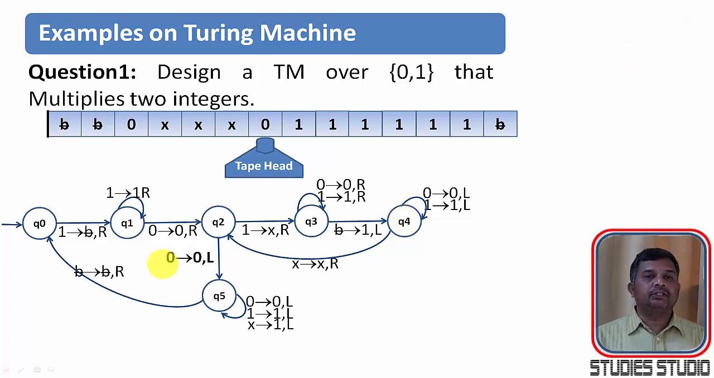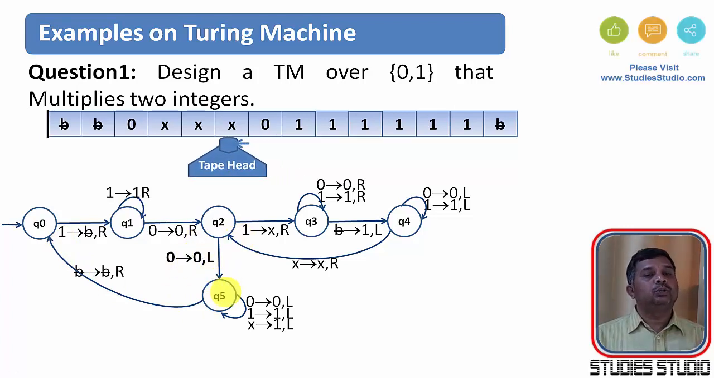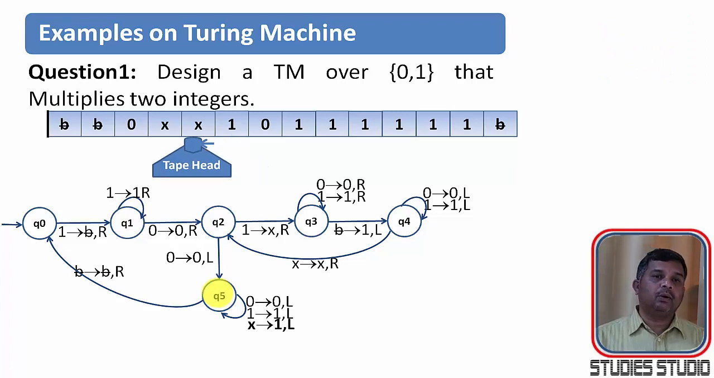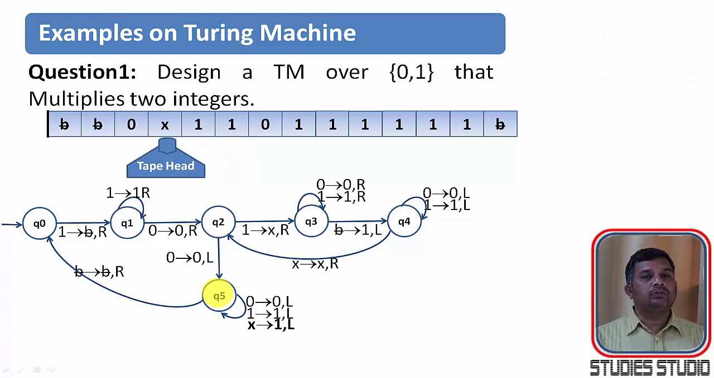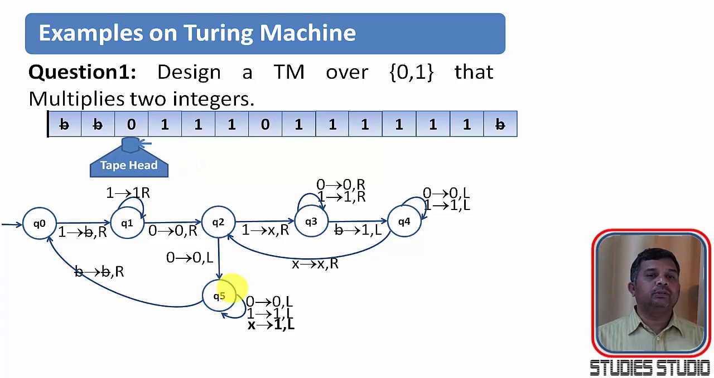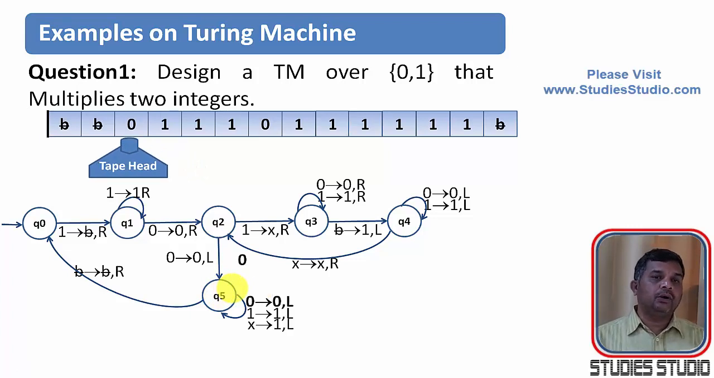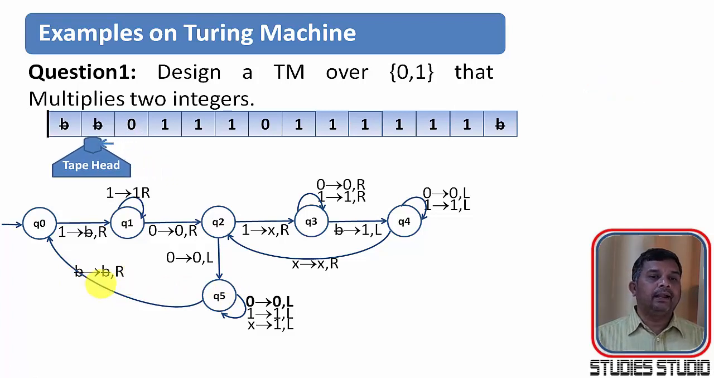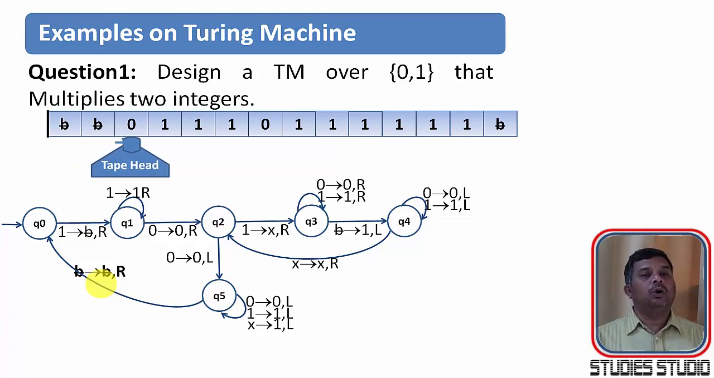Whenever I am getting 0, I'll be writing 0 onto it and start moving left. Whatever 1 I have converted to X, all the X I need to revert back to 1. So in place of X, I wrote 1, the second one also I wrote 1, the third one also I wrote 1. The next input symbol is 0, I'll be writing 0 there, and whenever I'm getting a blank there, I'll be writing blank and start moving right to find one more element of the first operand.